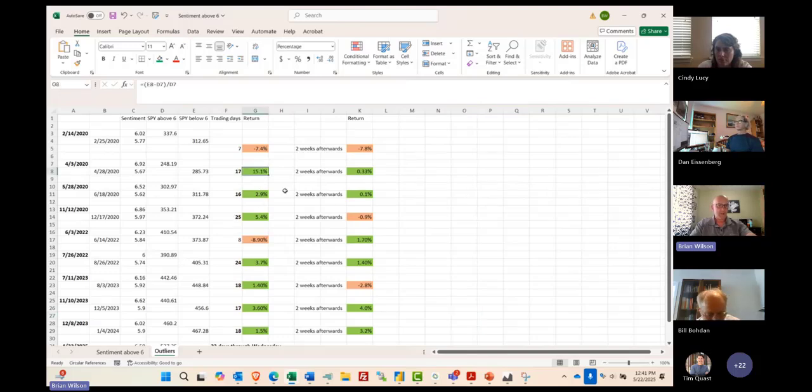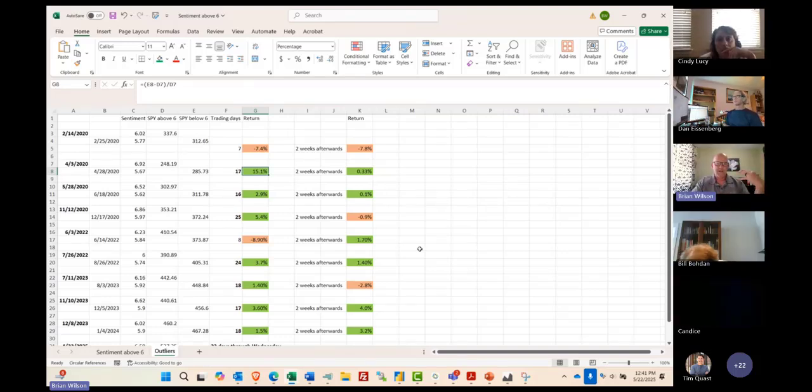The best return was also in 2020. That was in April. That was 15%. Okay, so we're in an outlier. We got it. All is well and good, Brian. What does it mean afterwards when you are in these extreme outlier positions? Well, look at 2020. 2 weeks afterwards, we were basically flat.